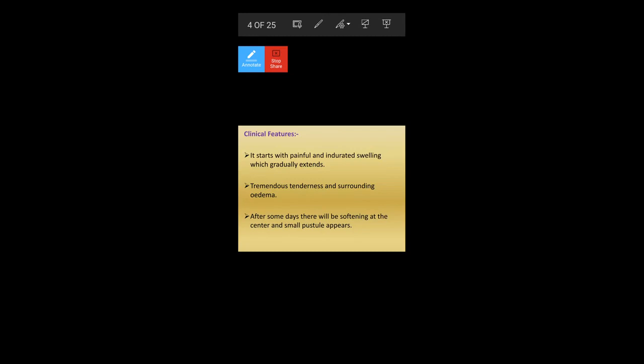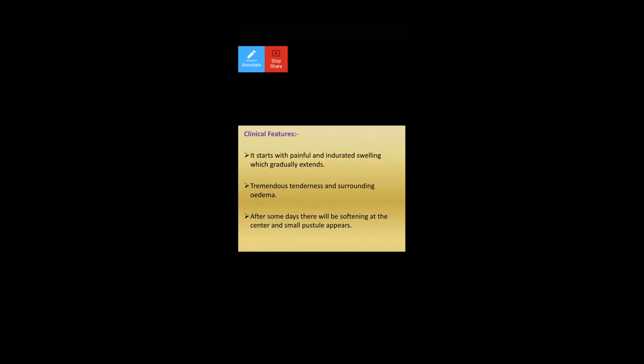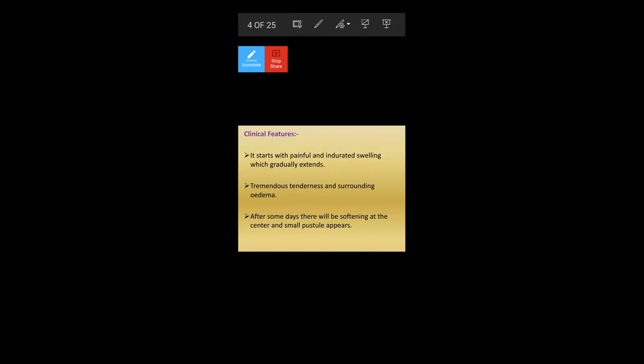After some days, there will be softening at the center and a small pustule appears. After a few days, 2 or 3 days, what happens is at the center there will be necrosis, and because of which there will be a small pustule which appears through the hair. So where your hair is coming out, in that same area you will get a small pus at the center, which is also called a pustule. So a small pustule means any small swelling which has pus is called a pustule. So a boil will have a small pustule at the center after a few days.